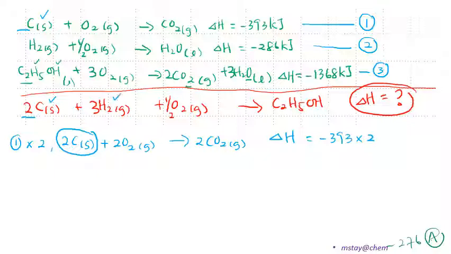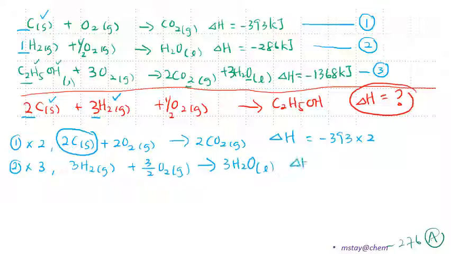Next, hydrogen gas. Hydrogen gas is in the second equation. Here is 1 mole, but here is 3 mole. So the second equation is going to be multiplied by 3. 3 mole of hydrogen gas plus 3 over 2 mole of oxygen gas is going to produce 3 mole of H2O liquid. So delta H equals negative 286 multiplied by 3. Again, 3 mole of hydrogen gas is needed, so we circle it first.